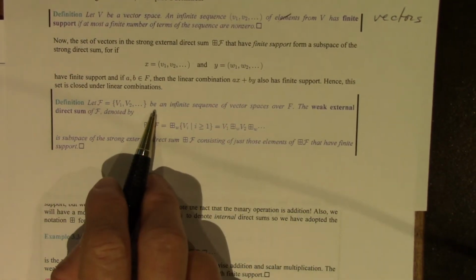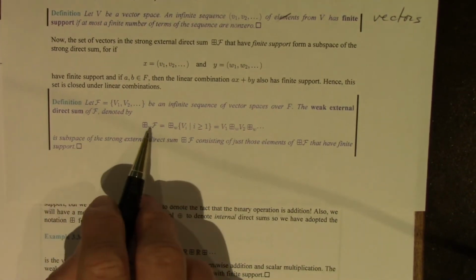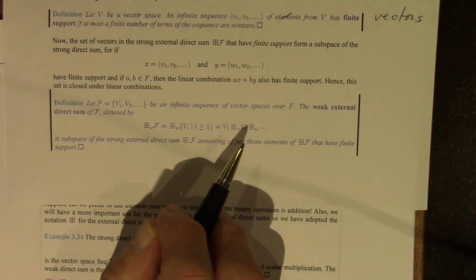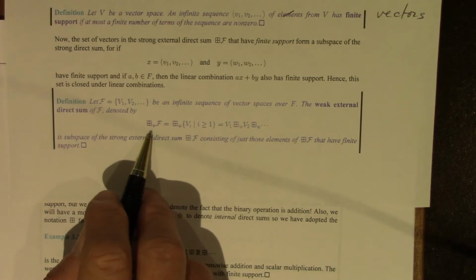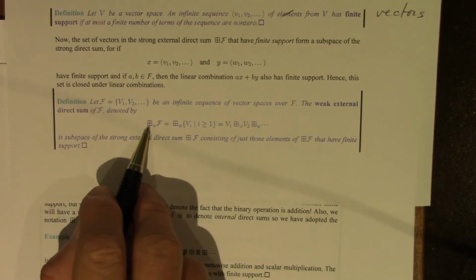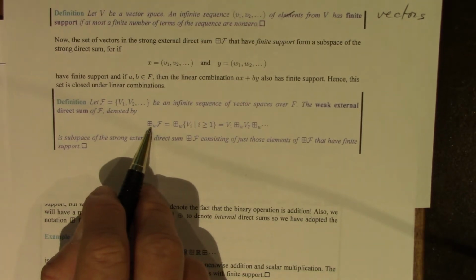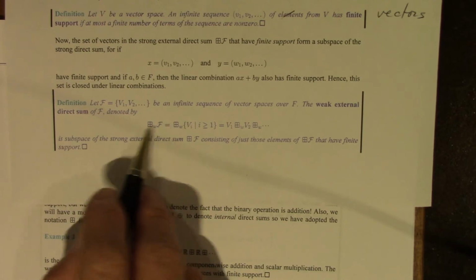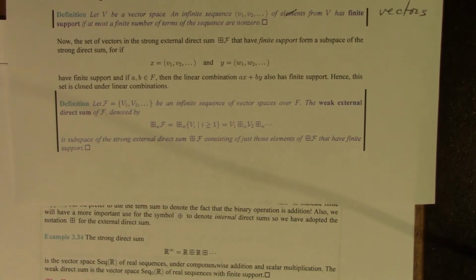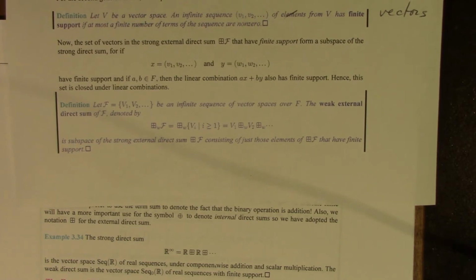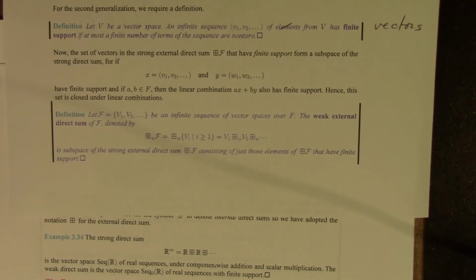So this is the official definition. The weak external direct sum, and I don't really like this notation that much, but it's convenient, and we're not going to use it very much. I put a little subscript W after the notation for the strong external direct sum. This is simply the subspace of the strong external direct sum that consists of the sequences with finite support.